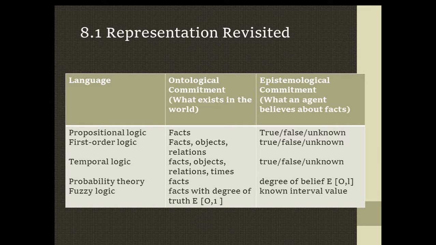Systems using probability theory, on the other hand, can have any degree of belief, ranging from 0, total disbelief, to 1, total belief. For example, a probabilistic Wumpus world agent might believe that the Wumpus is in 1-3 with probability 0.75. In a fuzzy logic, facts have a degree of truth and a known interval value.